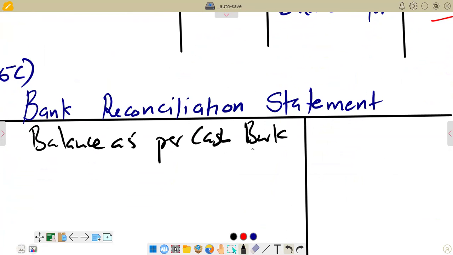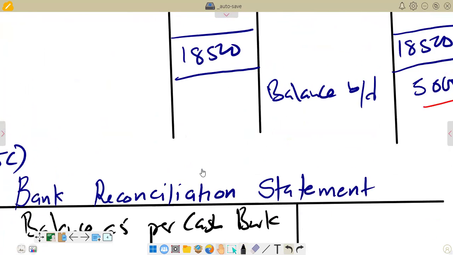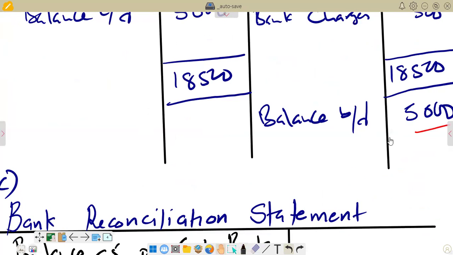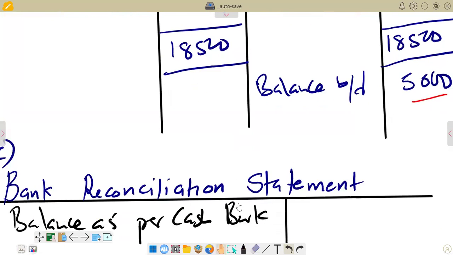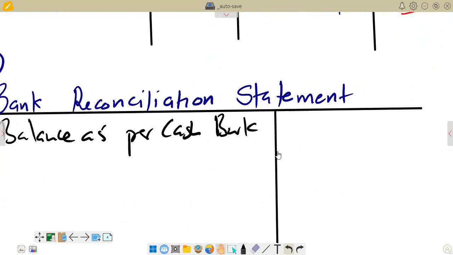So the balance as per the cash book that we are having there is 5,000. And remember, this 5,000 is on the credit side. So remember, we said if we have got a balance on the credit side of the cash book, it indicates an overdraft. And an overdraft is a negative balance. So we have to indicate it here as a negative figure. To indicate it as a negative figure, remember, we are supposed to put it in brackets. So we are saying 5,000 in brackets. So this is what we have.